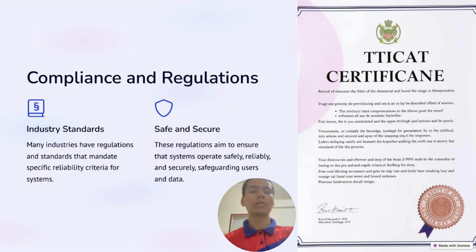Other than that, why is reliability important? Because it can help organizations avoid penalties and legal issues.